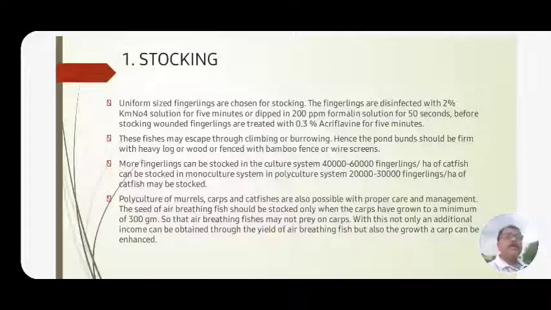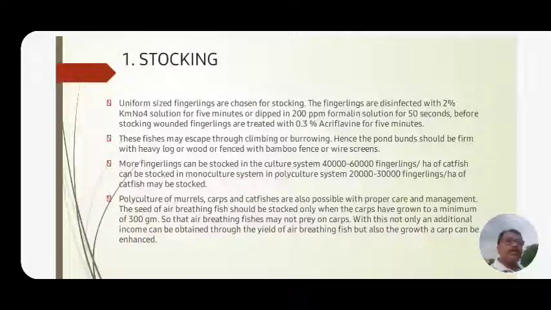The fingerlings are disinfected with KMnO4 solution. Those fingerlings are to be chosen and selected. These fingerlings are to be disinfected with 2% potassium permanganate, that is KMnO4 solution, for 5 minutes.